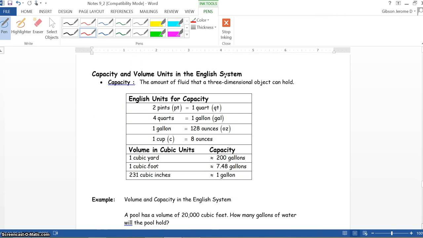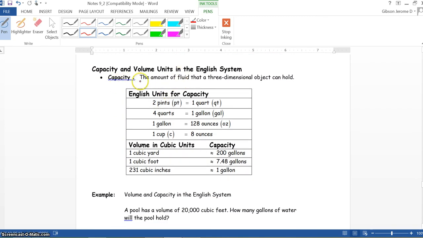Now, capacity and volume units in the English system. Capacity is the amount of fluid that a three-dimensional object can hold. Now, we have all these capacities. 2 pints is 1 quart, 4 quarts is 1 gallon, 1 gallon is 128 ounces, 1 cup is 8 ounces, and then we have the volume in cubic units. 1 cubic yard is 200 gallons, 1 cubic foot is 7.48 gallons, and 231 cubic inches is 1 gallon.